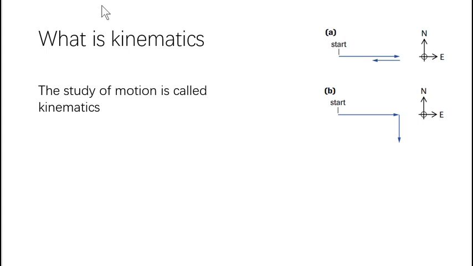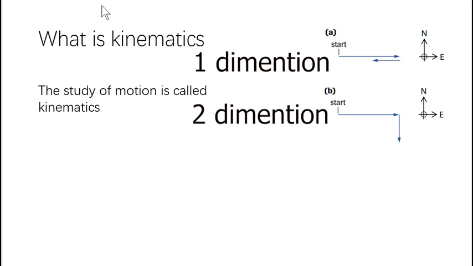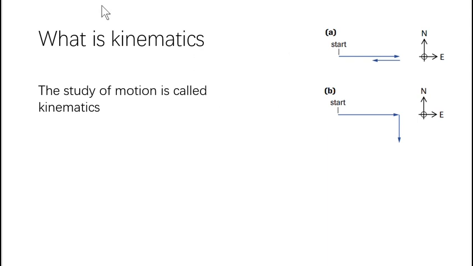So, what is kinematics? The answer is, the study of motion is kinematics. To begin kinematics, we'll explore simple motions in 1 and 2 dimensions. Later in this course, we will learn more complex types of motion, like centripetal motion.